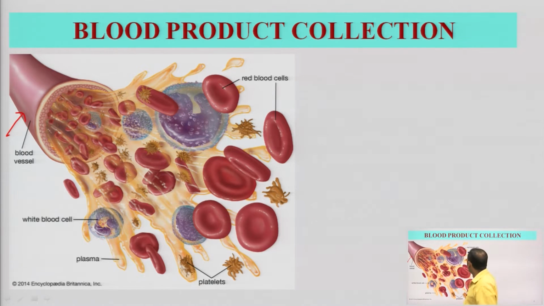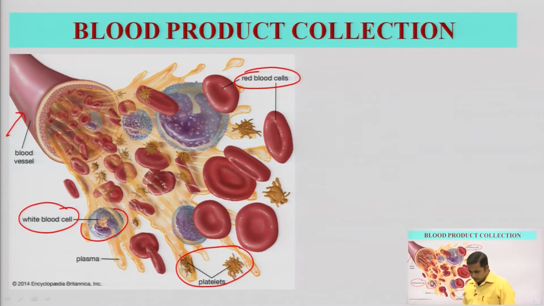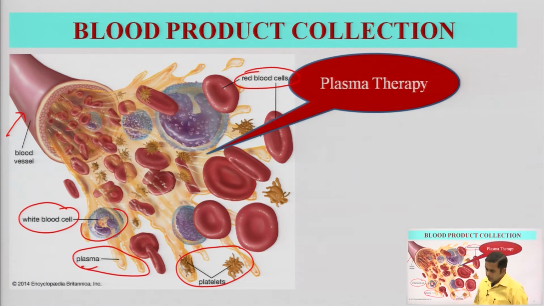In that blood you have the RBC, red blood cells, and WBC. There are various types of WBC which actually help in our immunity: neutrophil, eosinophil, basophil. We have seen in our previous lectures how they help to boost our immunity. Then we have platelets, which are also helpful, and another most interesting thing is plasma, this yellow part. Based on that plasma we can develop another technology, another therapy called plasma therapy.